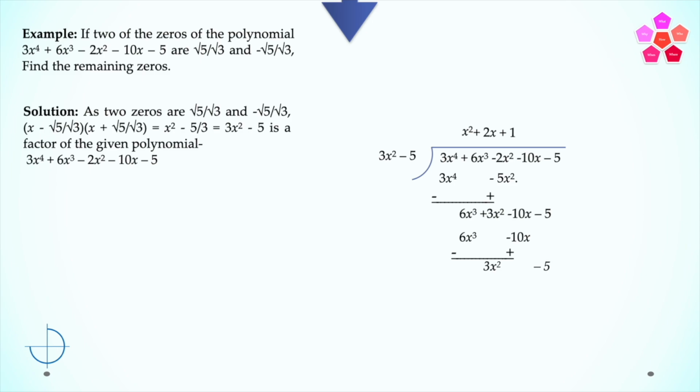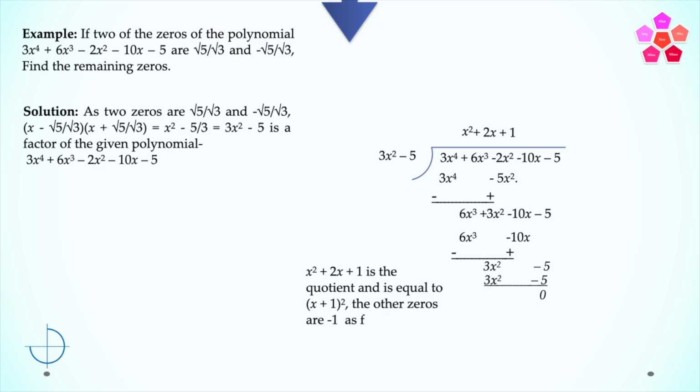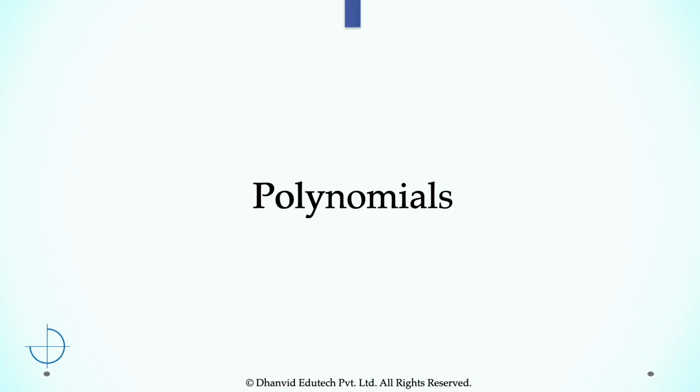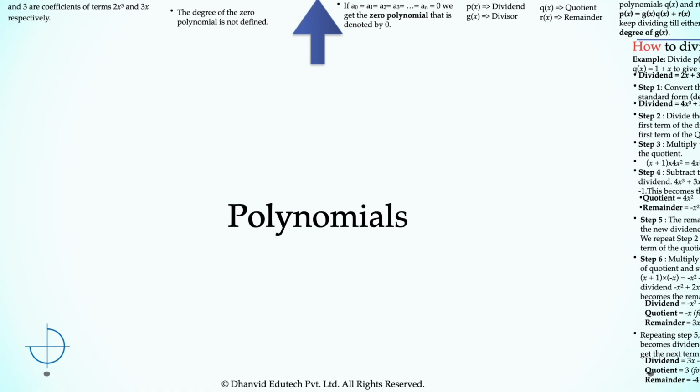So finally, we multiply 3x squared minus 5 with plus 1 and we have the net result as 0 as our remainder. X squared plus 2x plus 1 is the quotient and is equal to x plus 1 whole square. The other zeros are minus 1, as x squared plus 2x plus 1 is equal to x plus 1 whole square, which is equal to 0. This brings us to the end of the chapter Polynomials.